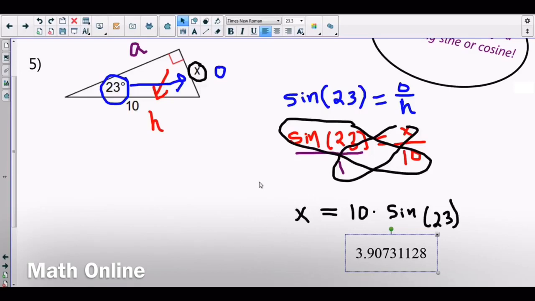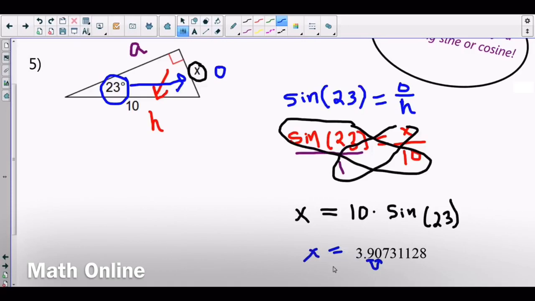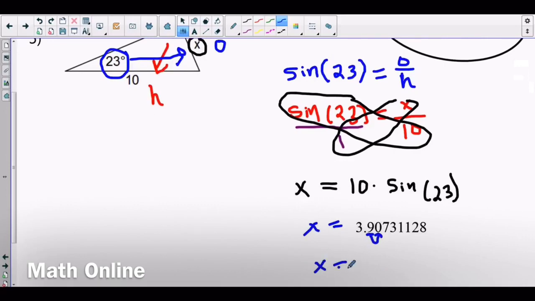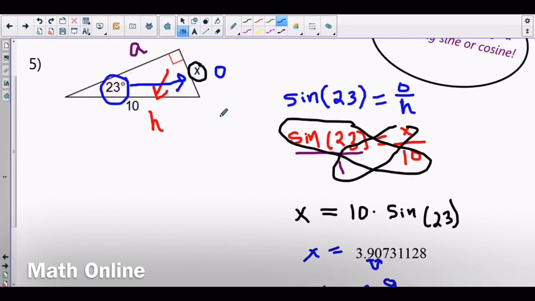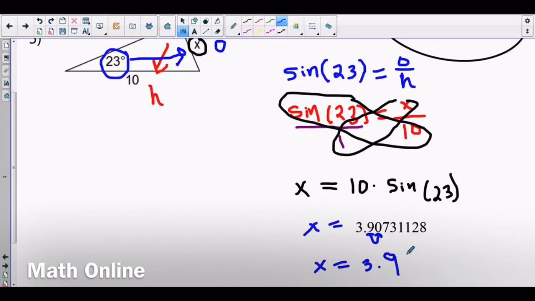So now we need to round to the nearest 10th place. That means we need one decimal value after the decimal point. So here we go. This is the 10th place, so that's one decimal value after the decimal point. Therefore, we need to look at the next value and say, is that number 5 or bigger? No, it's not. So in this case, our answer should be x is equal to 3.9. Hopefully you remember how to round to the nearest 10th. So the length of x, or the length of this leg, is equal to 3.9 units.